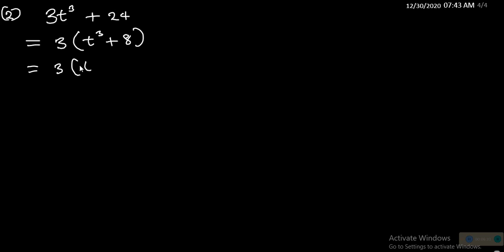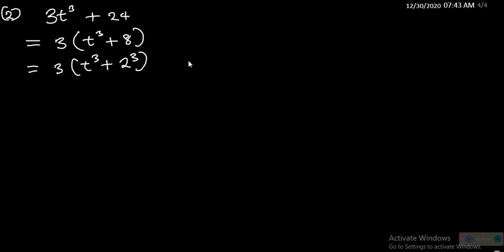Example 2, 3t cubed plus 24. Okay, so first factor out the common factor. The common factor is 3, so we have t cubed plus 8, since 3 into 24 is 8. Okay, and of course again 8 can be written as a power of 2. It's a power of 2, 2 raised to power 3.